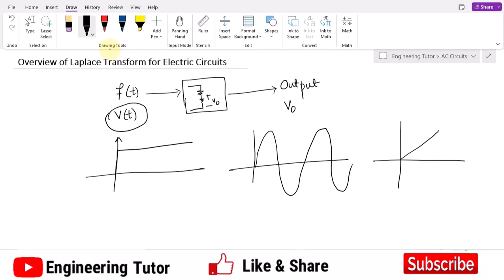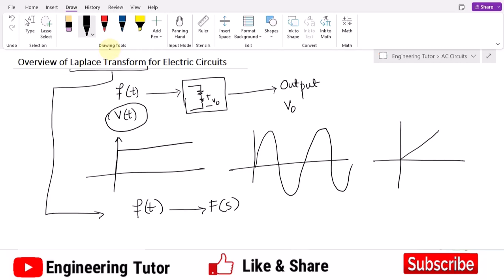Okay, so in order to do it, we should have a system where once we apply some input, it will be multiplied with the internal characteristic of this system and will give us the output. So in order to do it, we have another transform here, and that is called the Laplace transform. Okay, so what is basically the Laplace transform? The Laplace transform basically transforms our signal f of t into another domain, which is the S domain, and here we have a signal which is represented by this capital F.